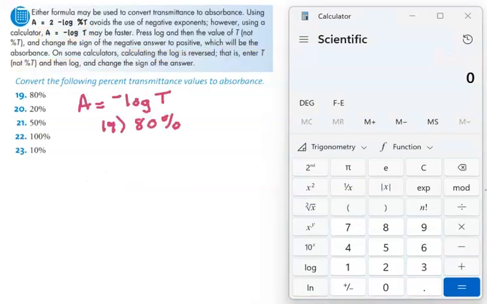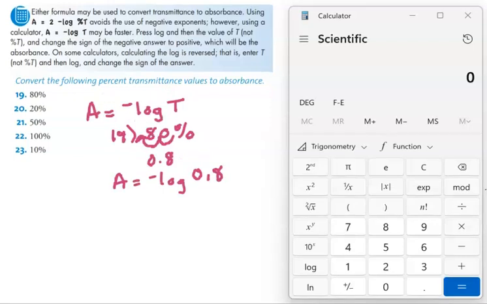Okay, let's look at number 19. It gives us 80%. So 80% is our transmittance. We can't work with a percentage in our formula, so we're going to have to convert that percentage to a decimal in order to put it into our formula. And the decimal is always at the end of the number, so we're going to have to move the decimal over 2 spaces to the left. And that's going to give us 0.8 to work with. So we're going to end up with A equals negative log, and the T is now 0.8. And that's what we're going to be able to use and plug into our calculators.